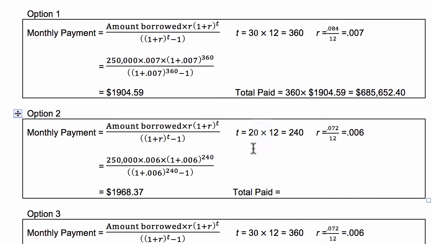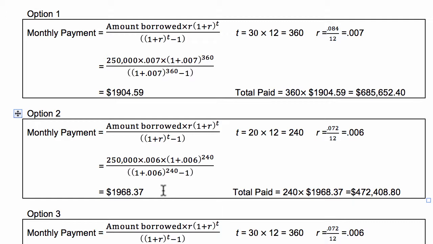Let's consider the total amount paid. For a 20-year loan, there are 240 monthly payments. 240 times the monthly payment of $1,968.37 equals $472,408.80. Notice the total amount paid for option 2 is much less than the total amount paid in option 1. Because of this, I might consider going with option 2 over option 1. However, there would have to be room in my budget to pay about $64 more per month.